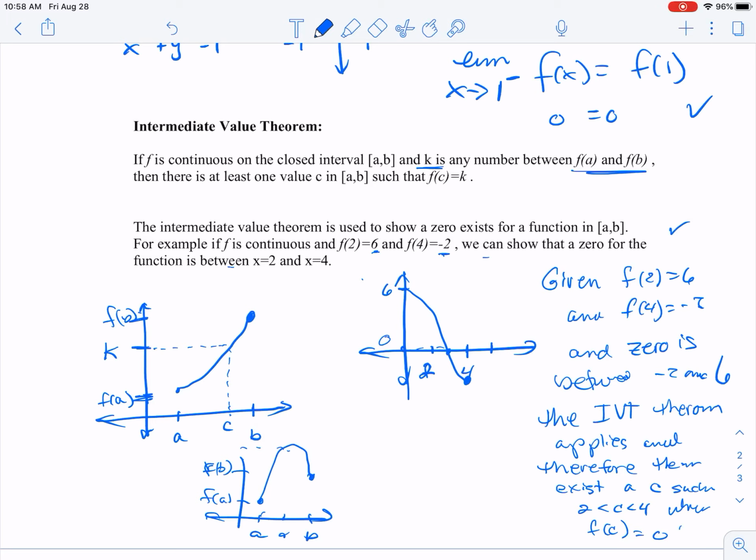Okay, that's all I got. When you apply the IVT, you have to show that the conditions exist, that it's continuous, and that your y value is in between the y values.